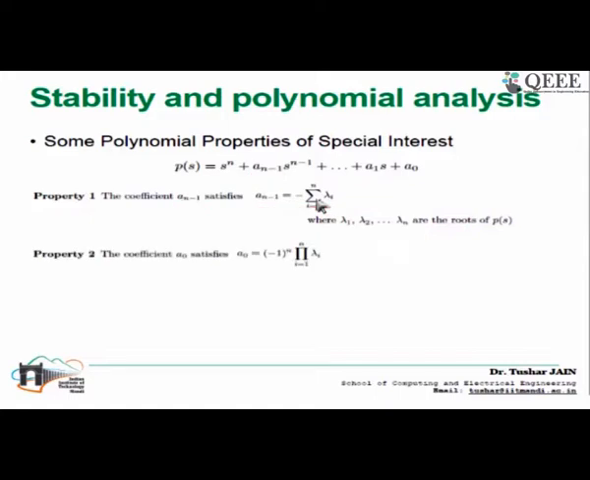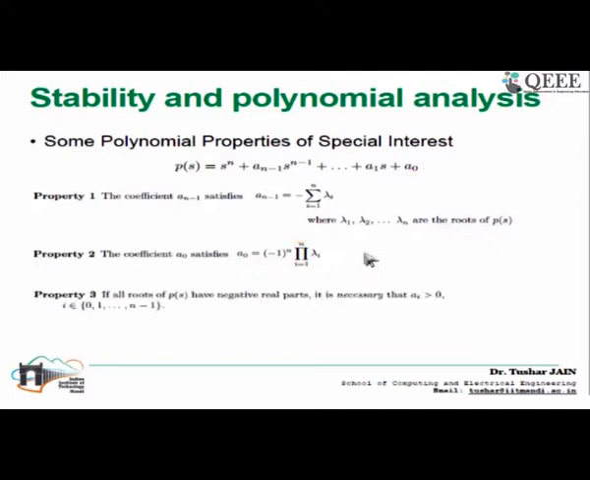The last coefficient, a naught, satisfies this mathematical relationship, where again these lambda i are the roots of P of S. Depending on the order of the polynomial, this would be either negative or positive. I hope you are clear about the mathematical notation, where this big sigma denotes the summation and this big pi denotes the product. So basically this is the product of all the roots of P of S.